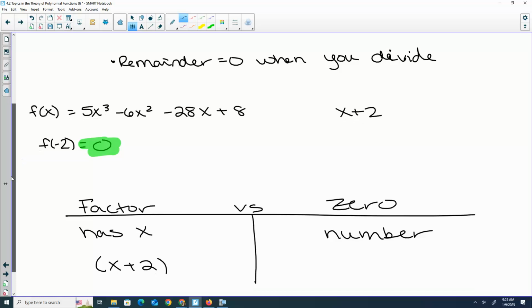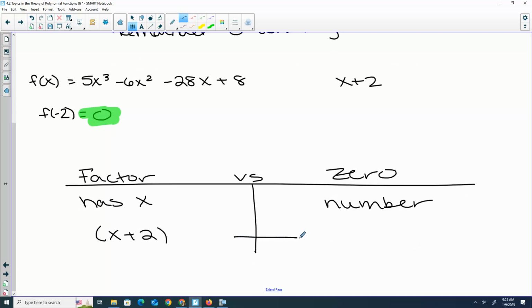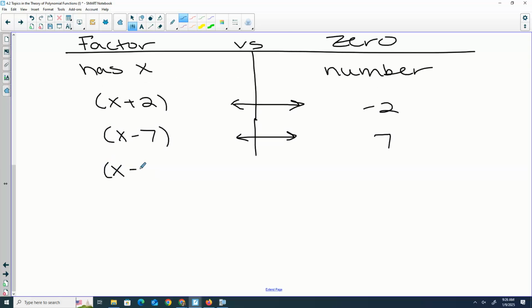So my factor would be x plus 2. The 0 is what makes x plus 2 equal 0, which is negative 2. If my factor is x minus 7, what's the 0? Positive 7. If my factor is x plus 10, what's my 0? Negative 10. So you have to be careful. We're going to hear both of those words a lot for the next month or so. So factors are with the x. A 0 is just the number.